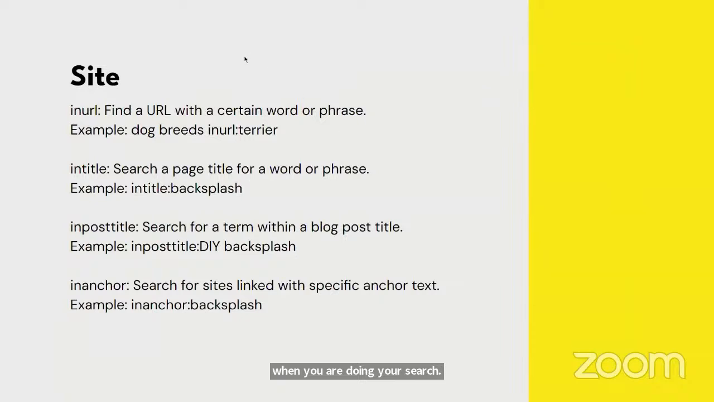Another thing is this. Another one that you can use is called in URL. The in URL is used to find a URL with a certain word or phrase. Okay, let's say that you are looking for maybe dog breeds in a URL like the ones you're seeing here, terrier. So we can say dog breeds in URL area like this.